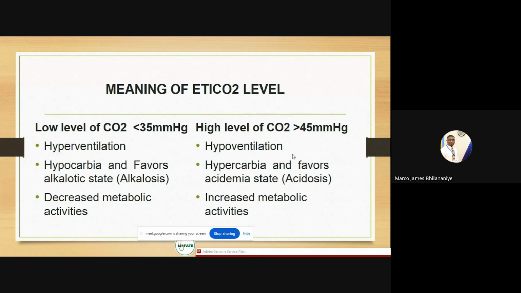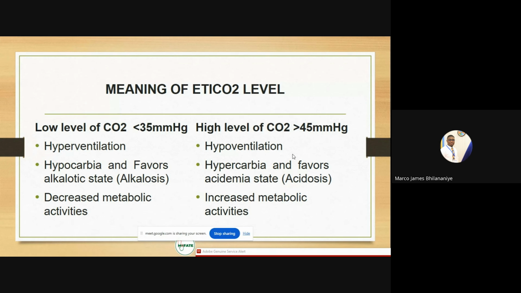For a low level of carbon dioxide, less than 35 millimeters of mercury, it means that you are hyperventilating, with an increased respiratory rate, hypocarbia. This favors an alkalotic state, or alkalosis. It might also be due to decreased metabolic activity, as I have said in the previous slide.